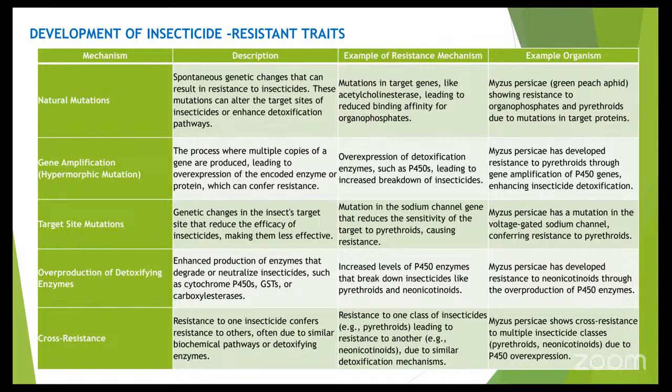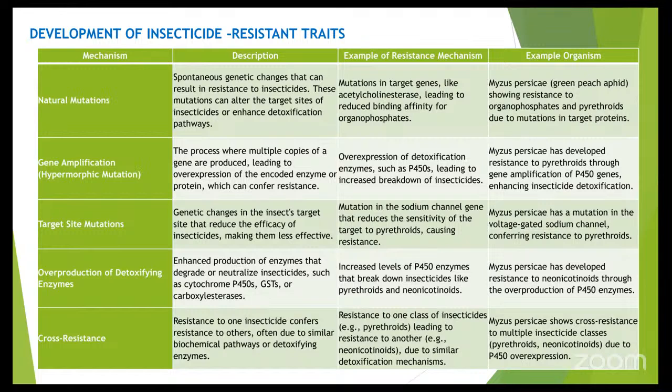So if an insect is resistant to one insecticide, it can also confer resistance to the others, often due to the similar biochemical pathways that they share, or the same detoxifying enzymes that are involved in both insecticides. So this will confer resistance not only to one insecticide, but also to the other insecticides which share the same biochemical pathways and detoxifying enzymes. So that is cross resistance.